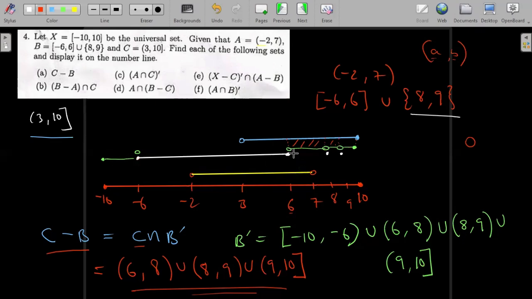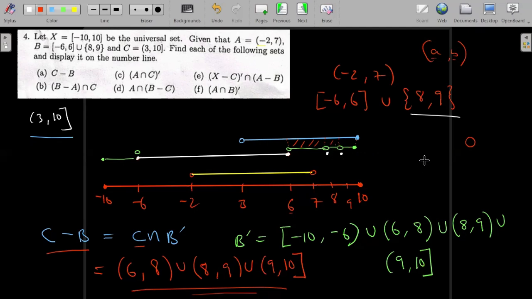We do here again, why the 6? 6 is in the set B, meaning it won't be in B complement. So we leave an open interval. The numbers in between, from 6 to 8, sit in the complement because they're not in the set B. So we'll write a line there. Then 8 is in the set B, meaning it won't be in B complement. So we leave an open circle there.